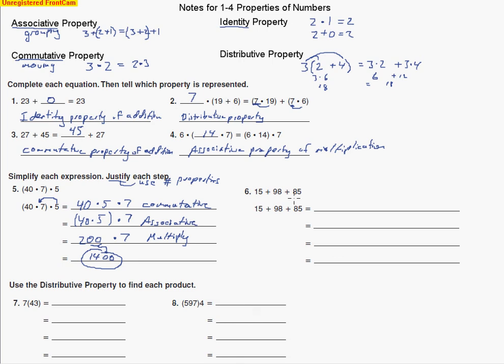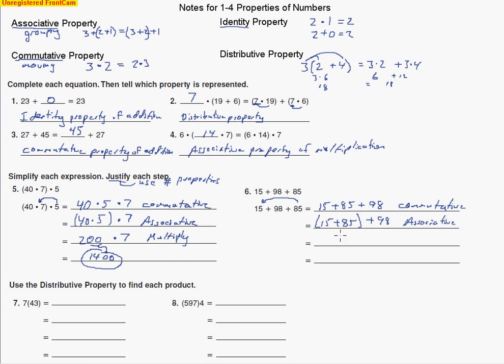I'm going to do the same thing on this one. I'm using that commutative property again, because if I bring the 15 and the 85 next to each other, and then the 98, I end up with an easier addition problem, a number that comes with a 0 at the end. So that was the commutative property. Now I'm going to use that associative property again. I'm grouping the 15 and the 85 because I want to add those numbers together first, because again, that's going to give me a 0 at the end of the number.